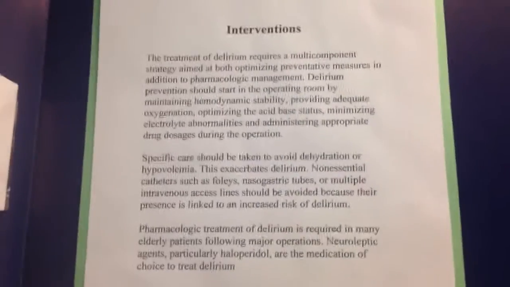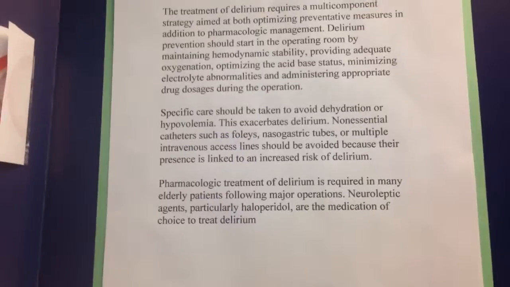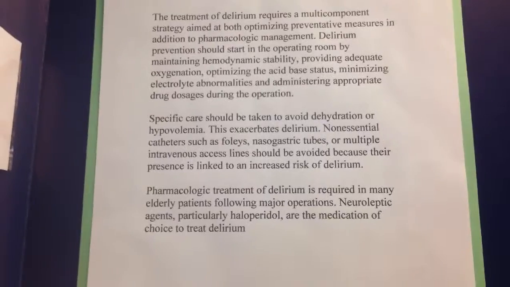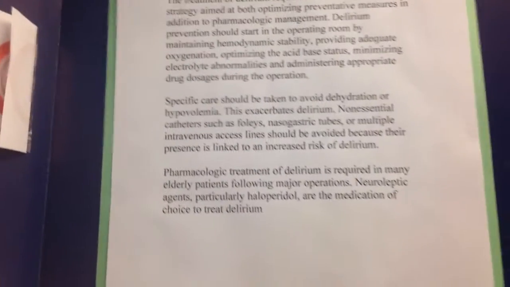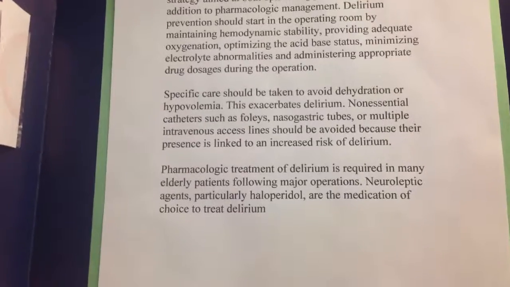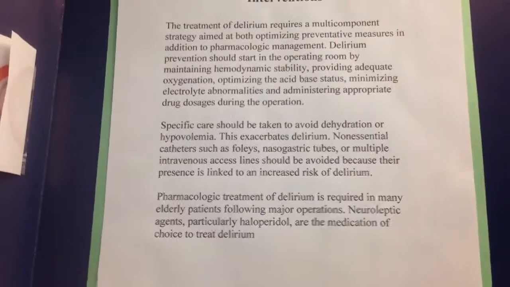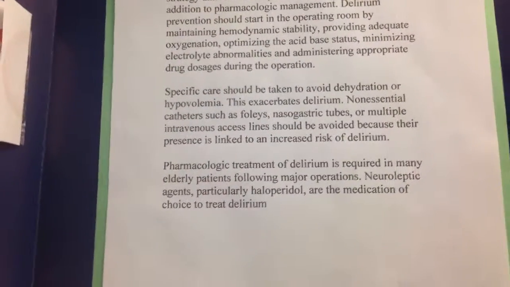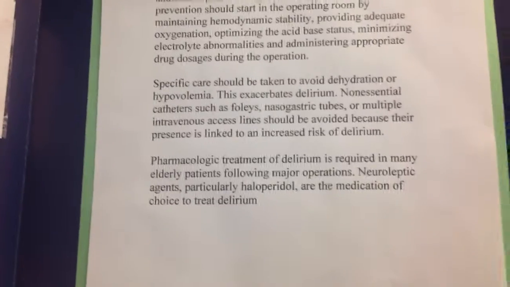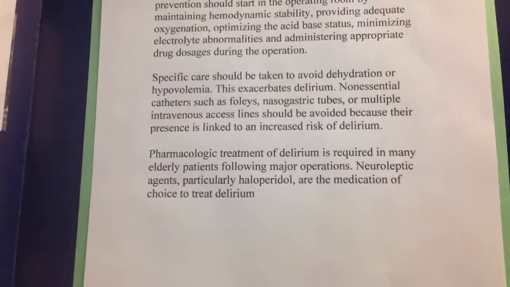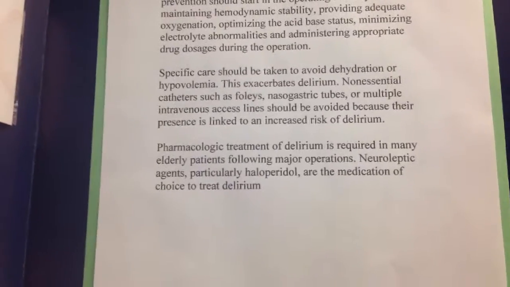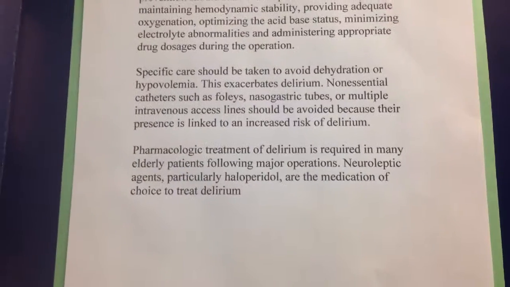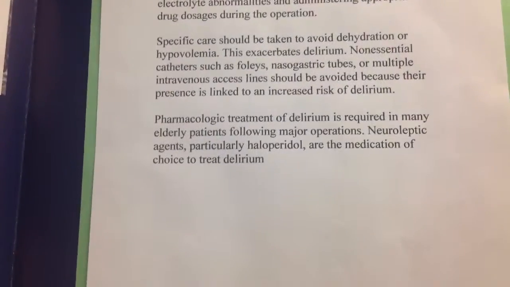I also put some of the interventions up here. The treatment of delirium starts from the time that they arrive at the hospital to the time that they are in surgery. We are trying to keep them hemodynamically stable. We're trying to make sure that their electrolytes are within normal limits. Then some of the specific care that should be taken is to avoid dehydration or hypovolemia, because this can cause the delirium to get worse. And also to avoid non-essential catheters, such as Foleys and NG tubes.